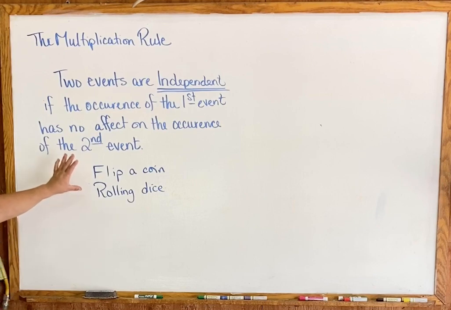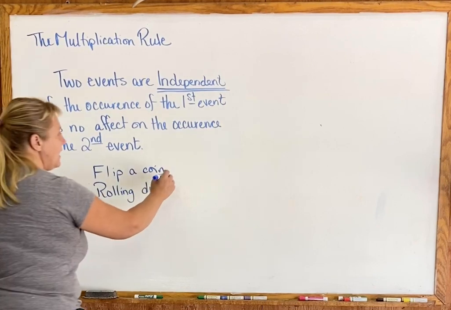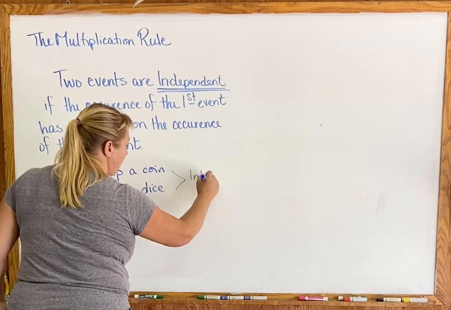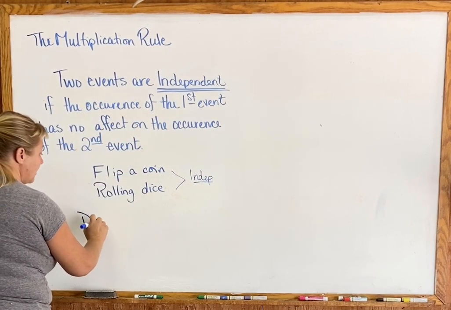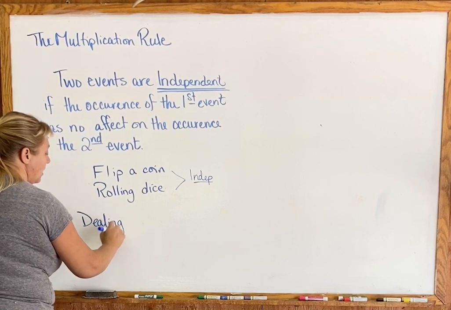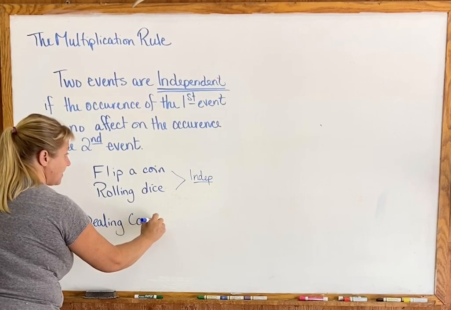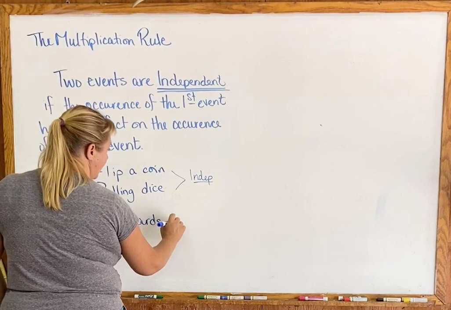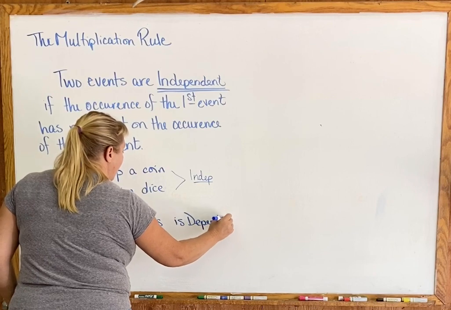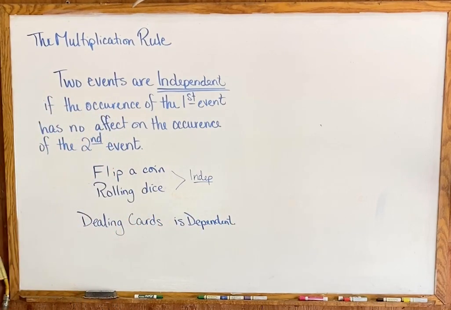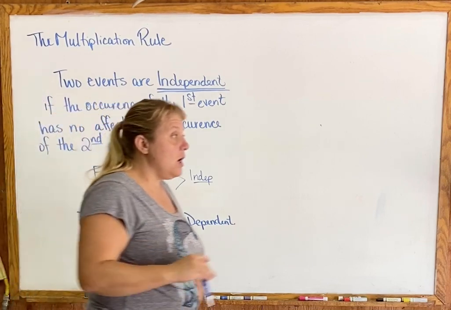So flipping the coin and rolling the die, these are independent. But dealing cards is one of the best examples of being dependent. Now, when our events are dependent, it doesn't mean we can't do the problem. It just means we have to think about it quite a bit more. So we'll deal with that in a little while. Let's talk about independent a bit more.